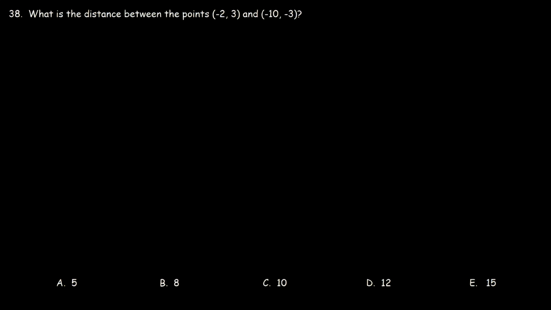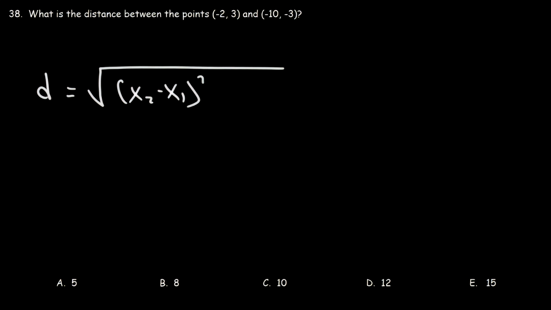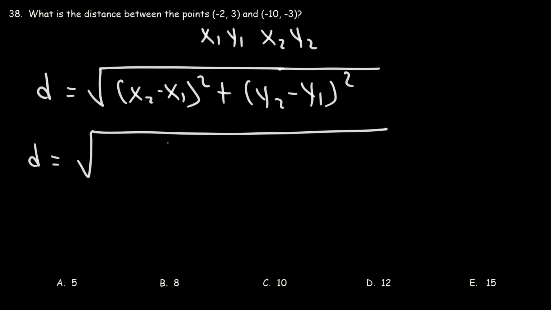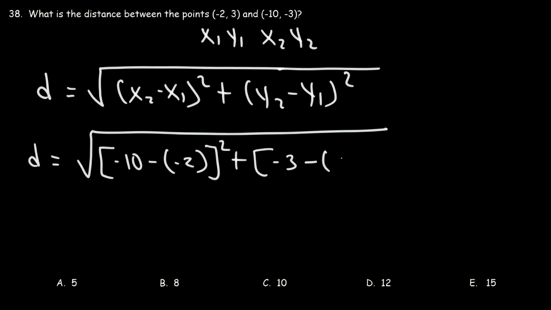38. What is the distance between the points -2, 3 and -10, 3? You need to be familiar with the distance formula. So it's x2 minus x1 squared plus y2 minus y1 squared. Now, x1 is -2, y1 is 3. For the second point, this is going to be x2, y2. Now, x2, the second x value, we said it's -10. x1, the first x value, is -2. y2 is -3 minus y1, which is +3.